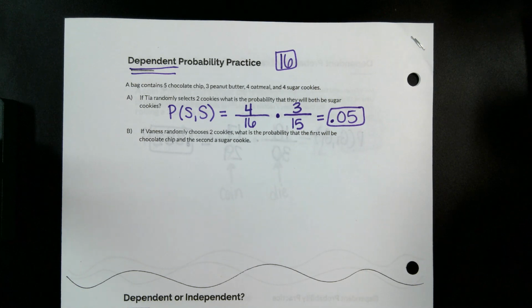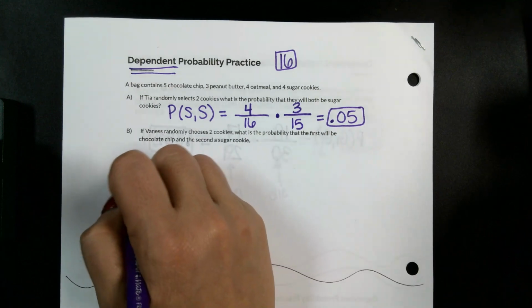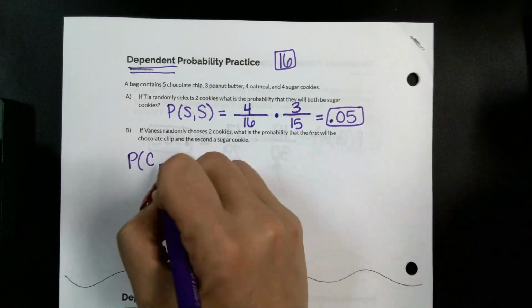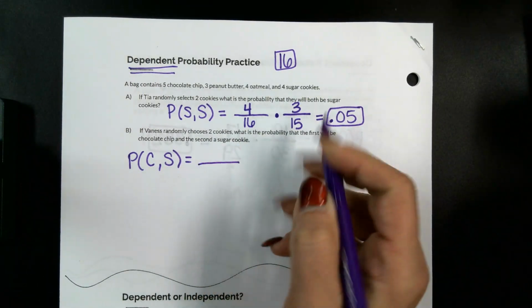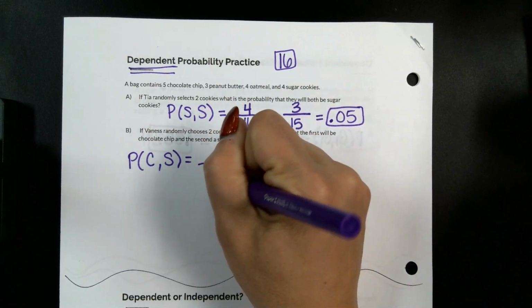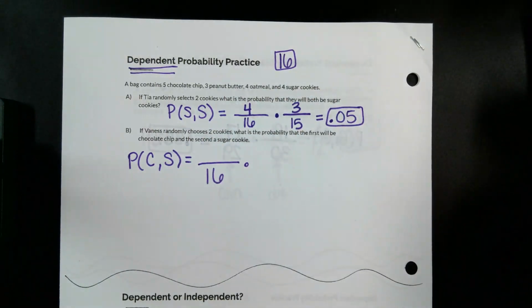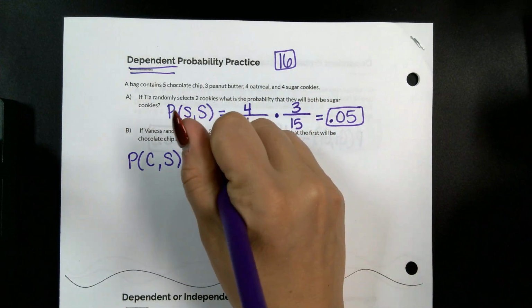Yeah, very much so. Okay, then Vanessa randomly chooses 2 cookies. What is the probability that the first will be a chocolate chip and the second will be a sugar cookie? Okay, so the first time Vanessa reaches in, there are 16 cookies total. And how many of them are chocolate chip? 5.